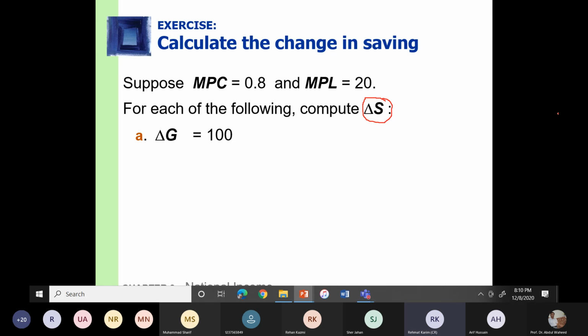Sir, I am facing some difficulties, some confusion, so I can't. Yes, no one is getting the answer.